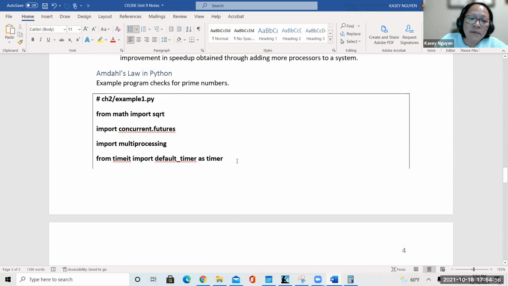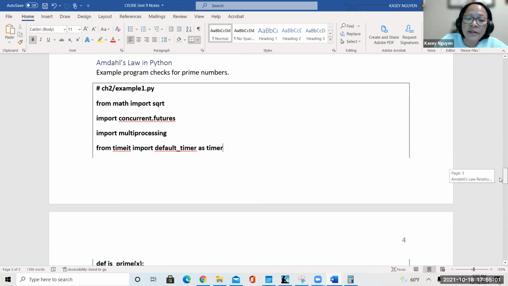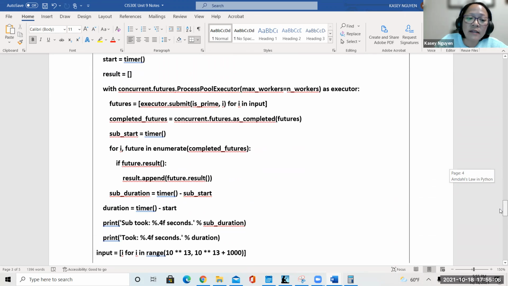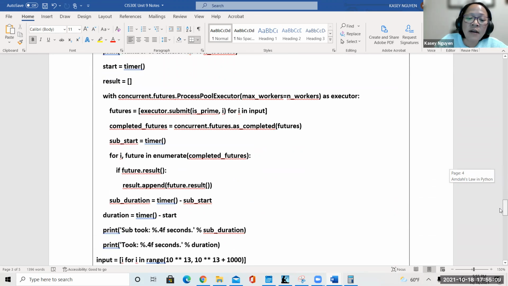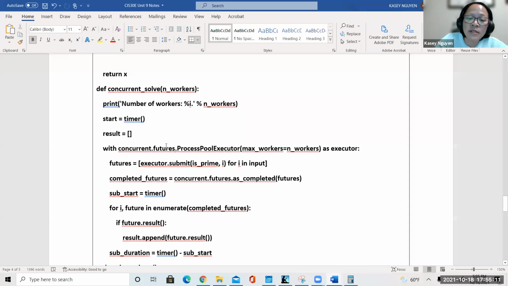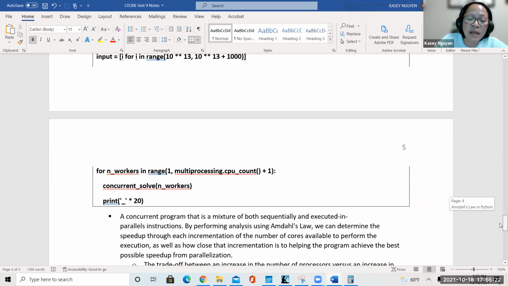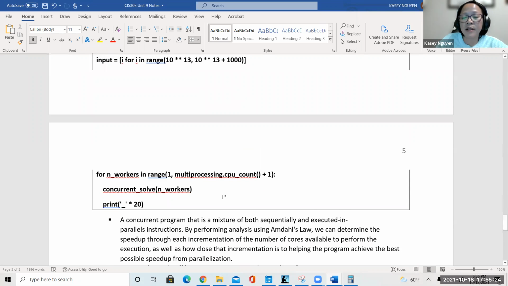So this is the example program from your textbook. I included it here so that way you can take a look at it. You can see how it's using process pool. It creates the workers, and then we implemented parallelism there. You can put it into your Linux machine and run it, because if you put it into your interpreter, it's going to give you an error.